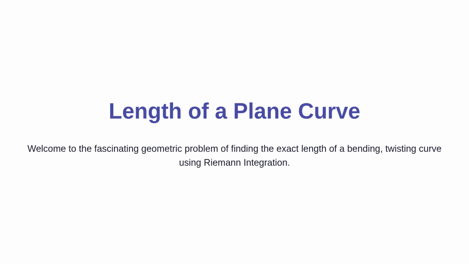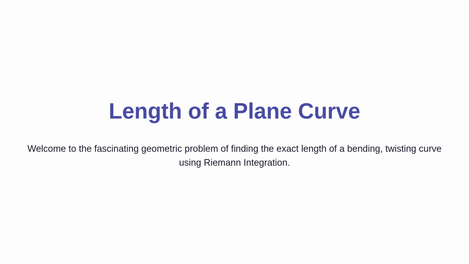Welcome to this lecture on Riemann integration. Today, we are going to explore a fascinating geometric problem: how to find the exact length of a bending, twisting curve. Imagine trying to measure a winding river on a map without a flexible string. How do we do it? We will use the power of calculus to turn rough approximations into perfect measurements.